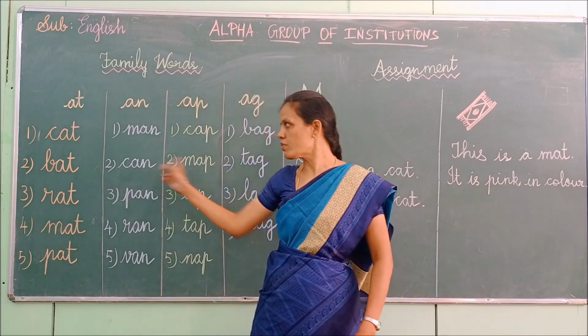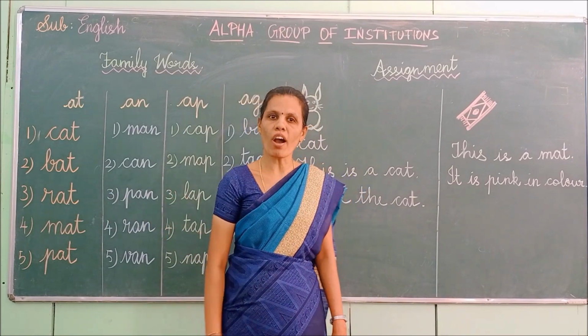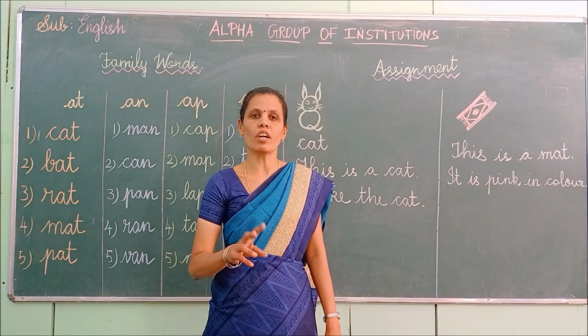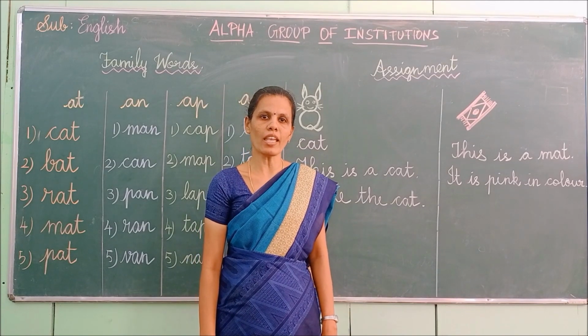Children, like this. Among these words, you can choose any 5 words. You have to frame 2 sentences for each word. You have to frame them on your own. Okay. Thank you.